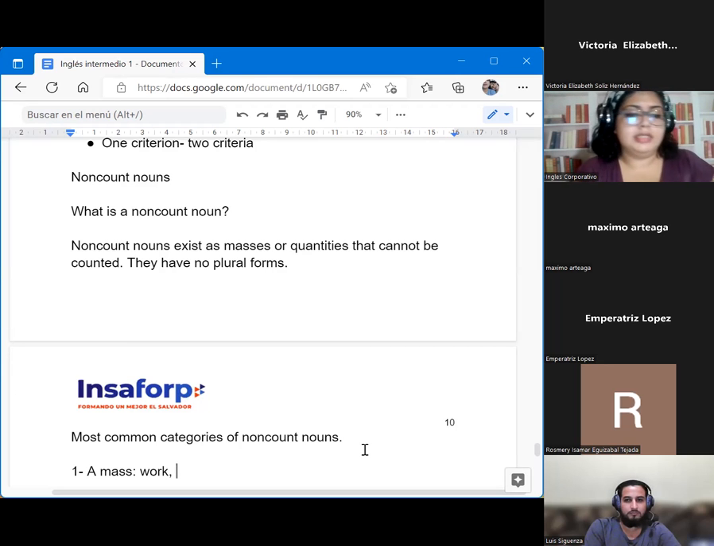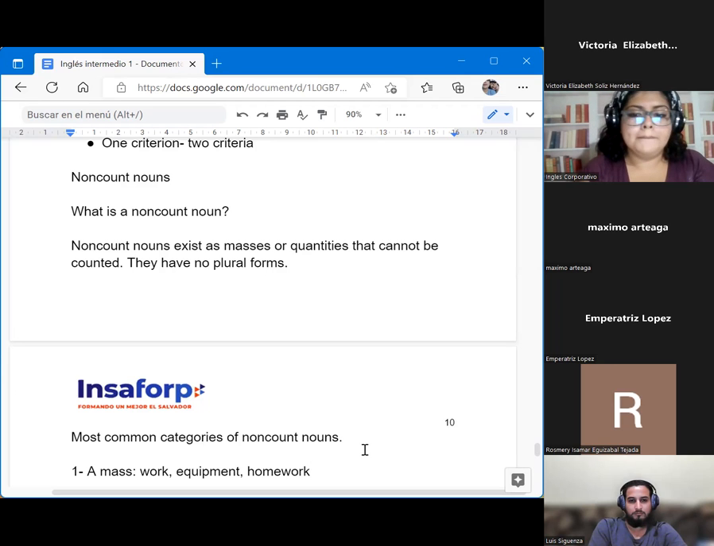Then, equipment. Homework, another specific word, homework. Money, and we can say, but I have some coins, or I have some, I don't know, we can count that thing. But in this case, it's not like the paper or the coins that we are going to count. We are talking about the amount of money, not something physical, because in that case it is not money, it's paper.